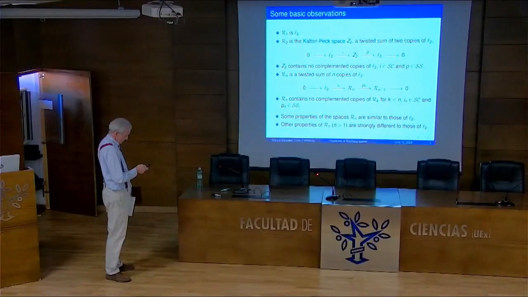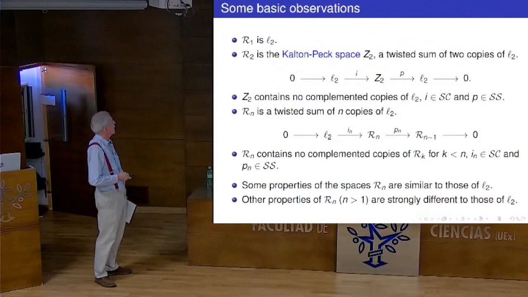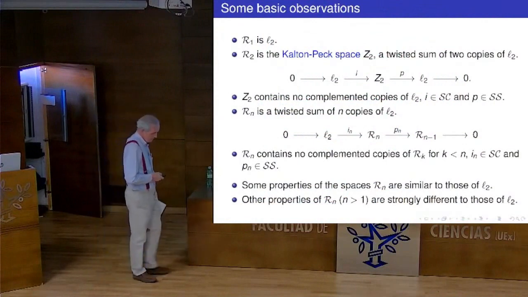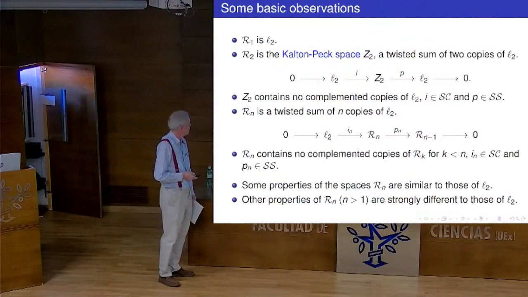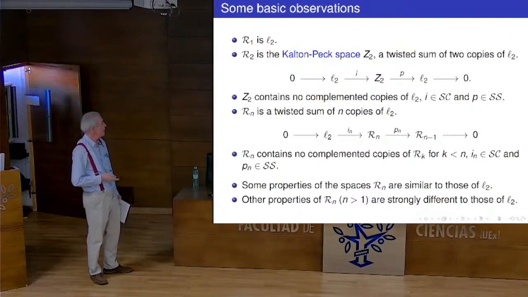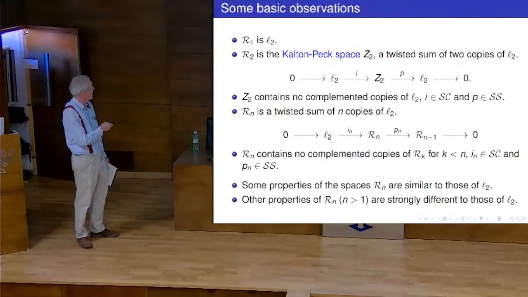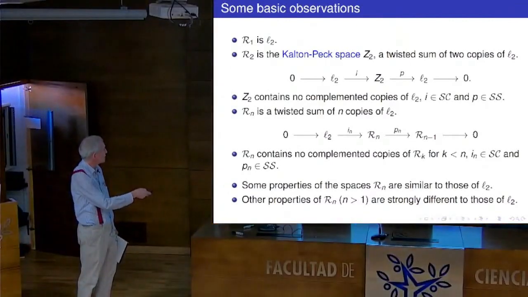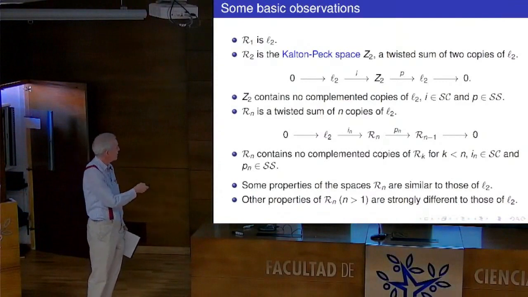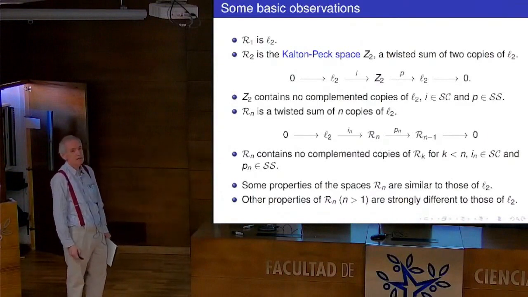Well, then the properties of Z2 are in some sense non-trivial because this is a space that is saturated by copies of l2, however, it does not contain complemented copies of l2. And then the space Rn can be seen as the twisted sum of n copies of l2, because we have another exact sequence like that, then inductively we see that this space can be obtained summing n copies of little l2.